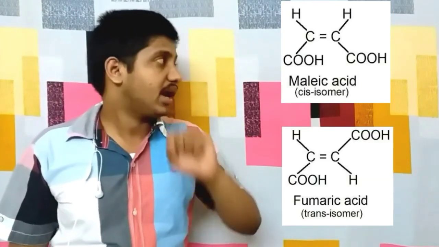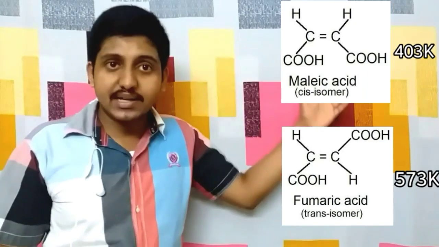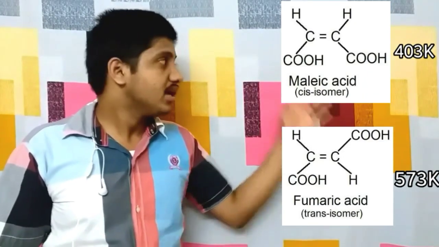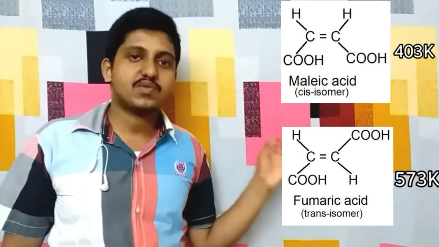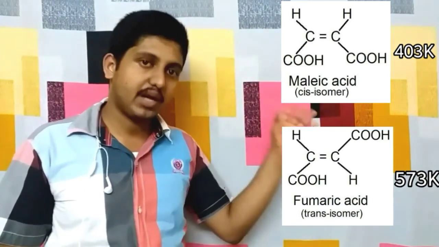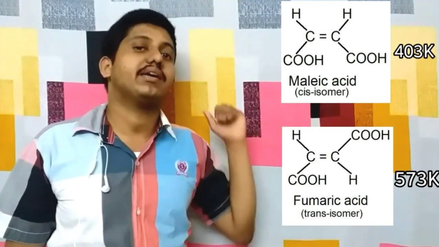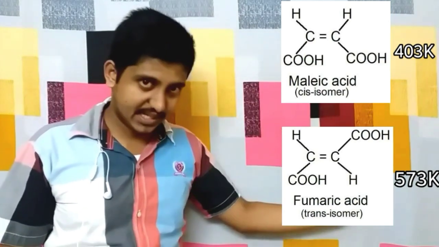So this type of point can be asked as assertion reason type questions. Let's look at an example: we have maleic acid and fumaric acid. Maleic acid is the cis form, and the trans form is fumaric acid or fumarate. Fumarate has the higher melting point, as you can see here.